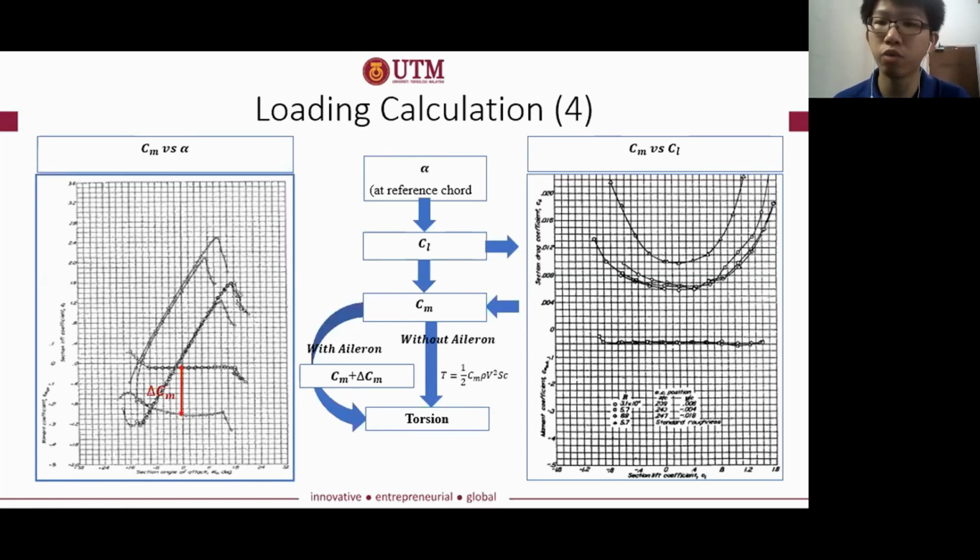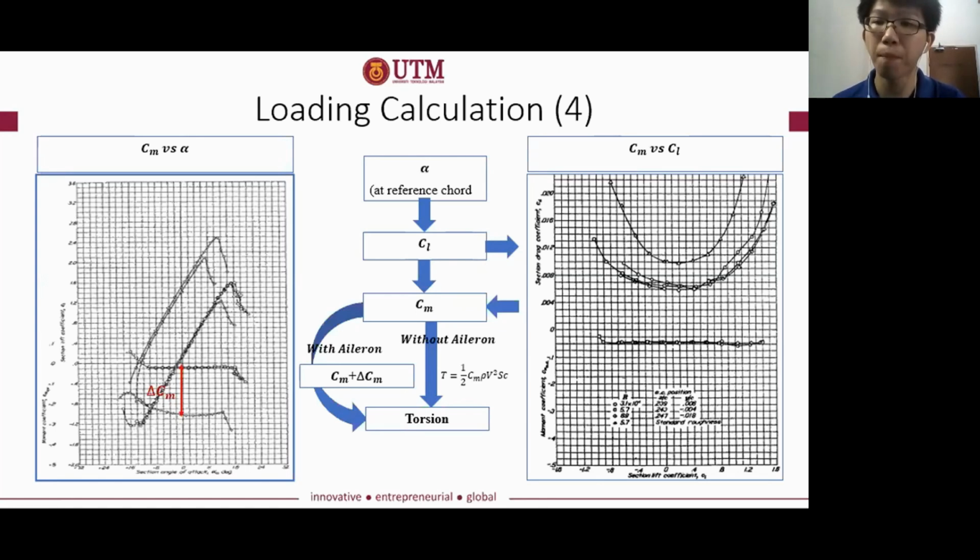This is because the roll control of the aileron also affects the value of moment coefficient Cm. Now, the estimated change in Cm value can be determined from the graph on the left. The figure shows that the graph shifts down when the aileron deflects with an angle of 60 degrees. But for our project, our maximum aileron deflection angle is 30 degrees for position A and G, and 10 degrees for position D and E.